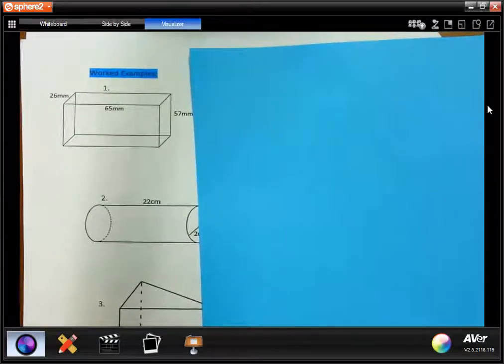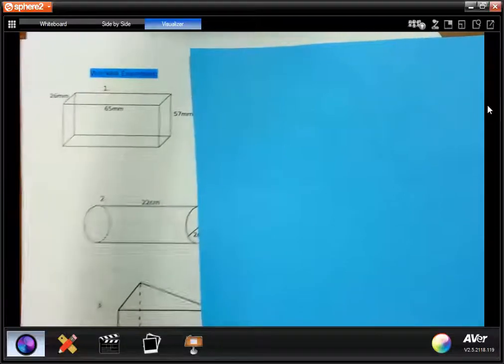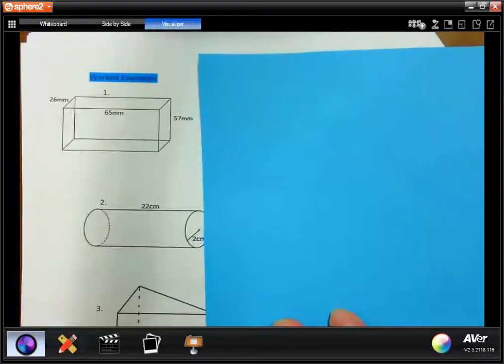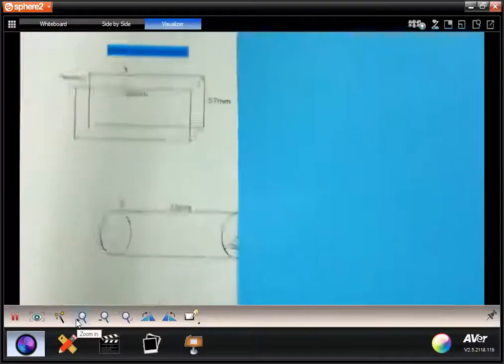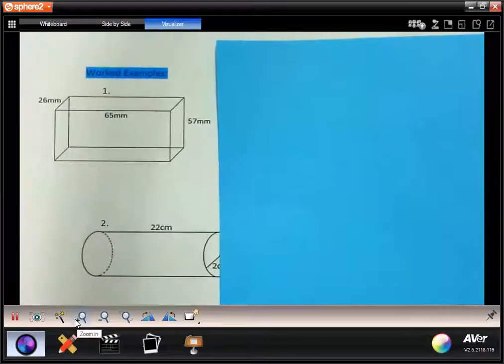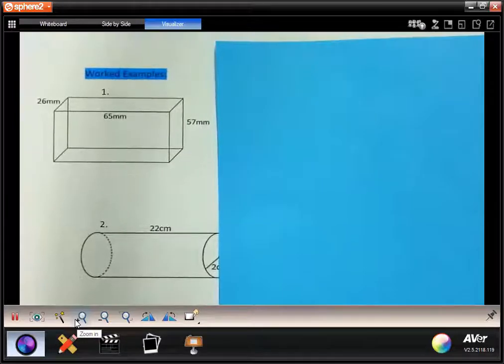All right, let me just zoom in a bit. That's a bit small. Those are the first two that we're going to do. You don't have to draw them. You can write down rectangular prism, length is 65, breadth is 26, height is 57. Let's do that. Is that fine with you guys?